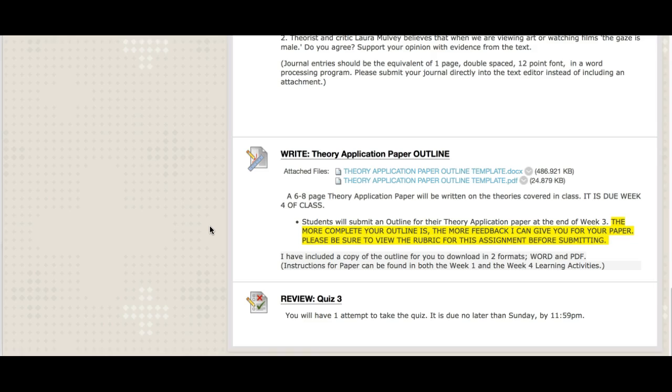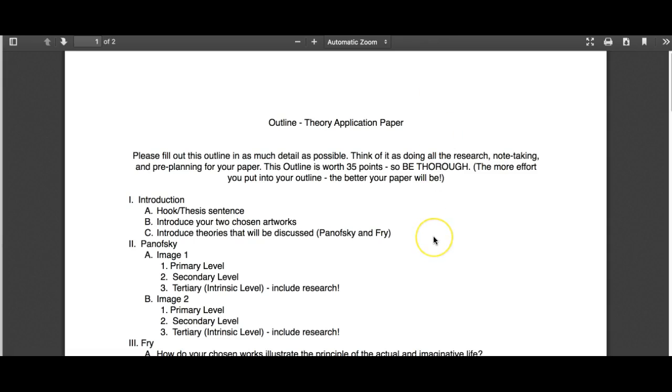The more complete your outline is, the more feedback I can give you for your paper. So please, please be sure to view the rubric for this assignment also before submitting. I have included a copy of the outline for you to download in 2 formats. So it's in a Word document and a PDF. And I'm just going to go over this as briefly as I can. Try not to be too long-winded in these announcements.